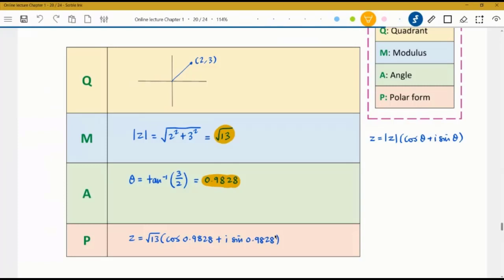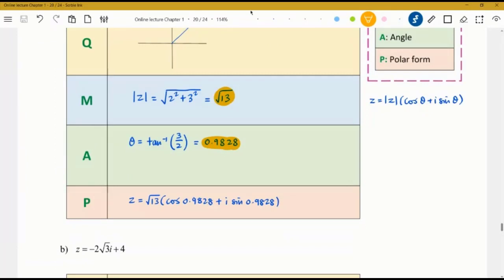Okay, part B pula. Part B dia kuadran kita berapa? Kalau kita tengok pada part B, koordinat dia kita kat mana? Negative 2 square root 3i plus 4. What is the location of this complex number? Anyone? 4. Quadrant 4. Okay.